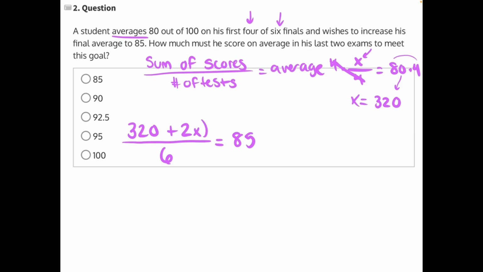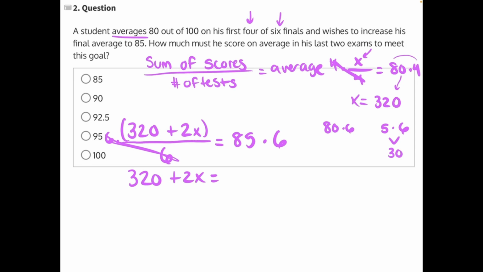320 plus 2x is being divided by 6, so we can multiply as our opposite operation to both sides. These 6's will cancel, leaving us with 320 plus 2x is equal to, for this we can split this multiplication up, 80 times 6 and 5 times 6. 5 times 6 is 30. 8 times 6 is 48, and then add your 0, 480. When you add those two numbers together, you will get 510.